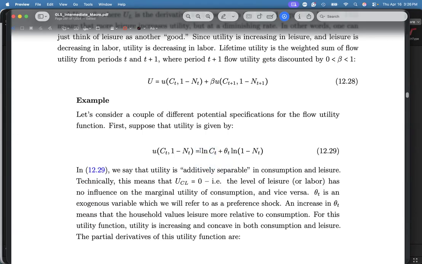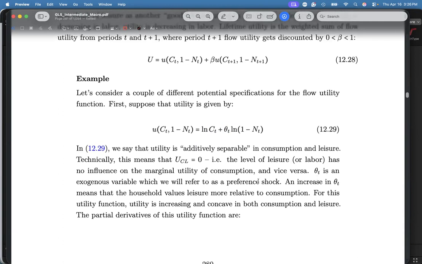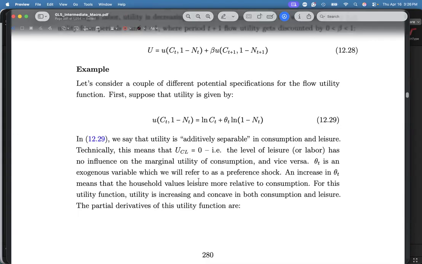Okay? So hopefully people are noticing that. Theta is a preference shock, right? High theta means the household values leisure more relative to consumption. May isang nag-chat. Yes, N is labor, but 1 minus N is leisure.